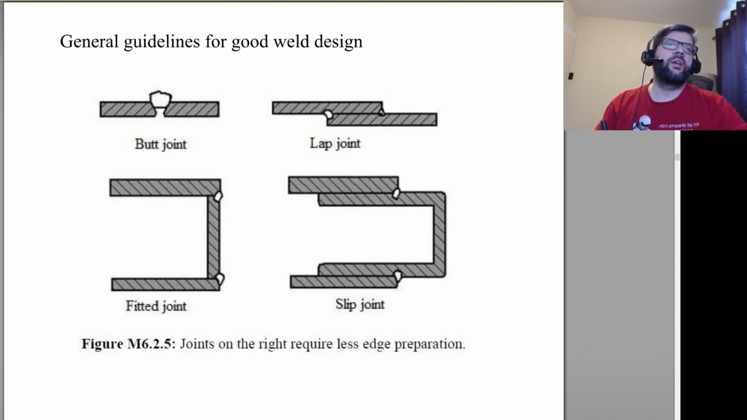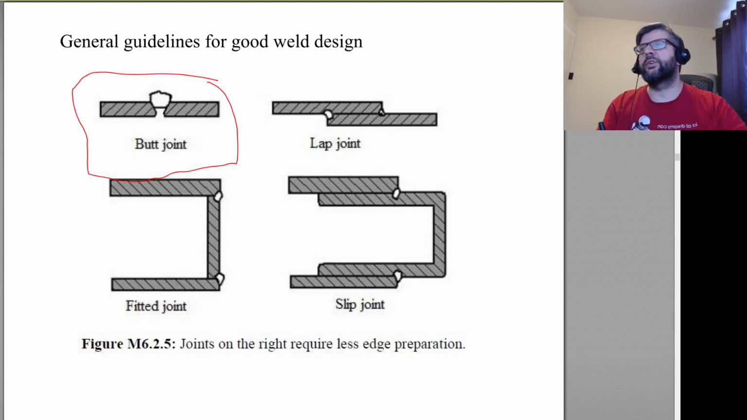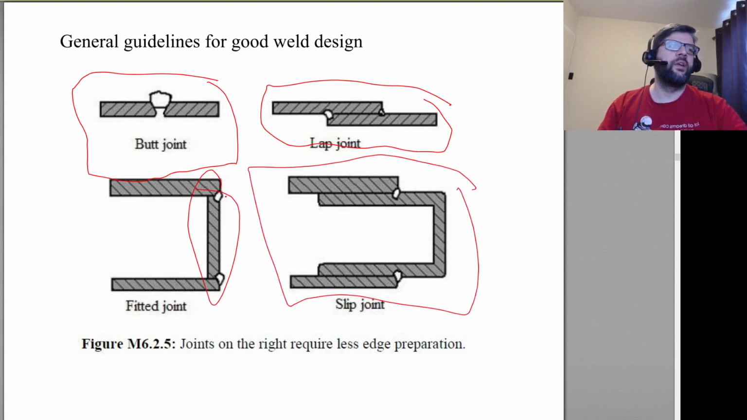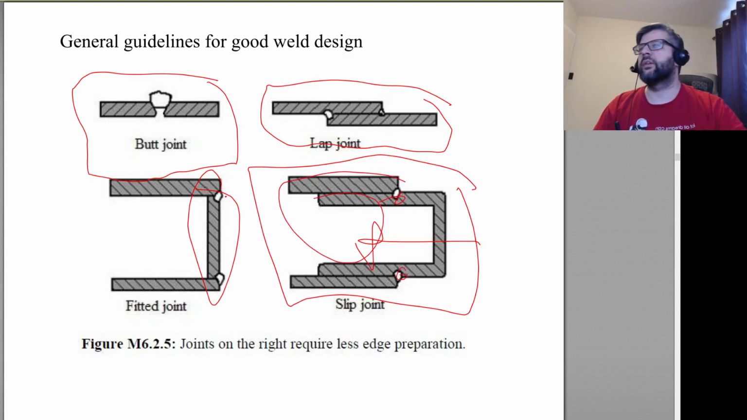So, like I said, butt joints require edge preparation in order to make it weldable, whereas something like this lap joint, you can just slap those two things together and throw down your welds. Like this fitted joint here would require more edge preparation. Something like this, however, insert this into here and then throw down a weld in the corners.